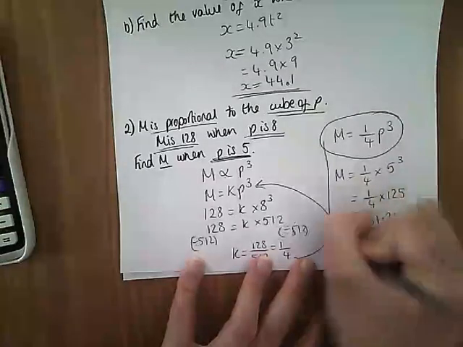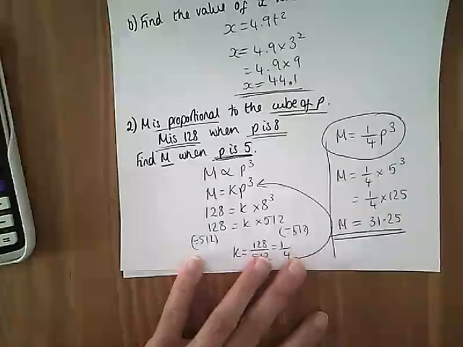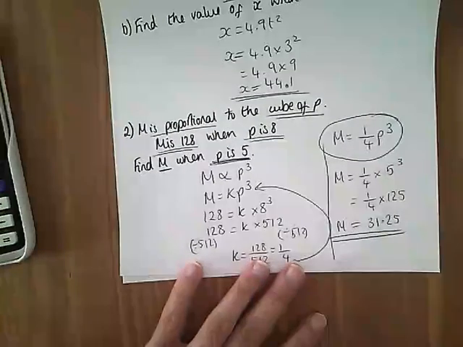If you want to leave it as 125 over 4, you absolutely can. Okay, next video, indirect proportion.